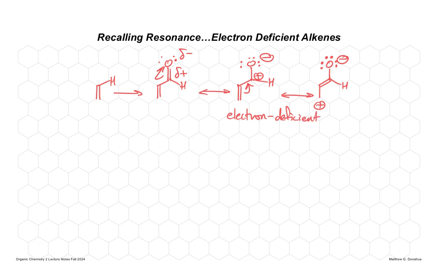So by electron deficient, what we mean is that the pi bond electron density really doesn't so much reside between the carbon-carbon of the initial alkene, because you have this plus charge at the terminus. And so in these resonance forms, this is going to be a contributor that affects the reactivity.